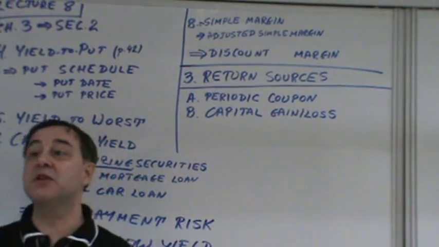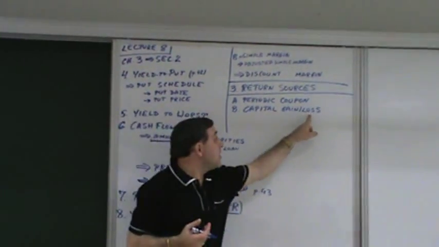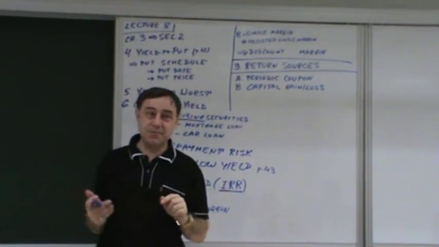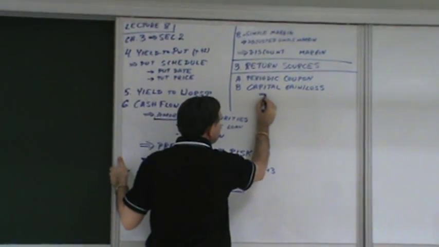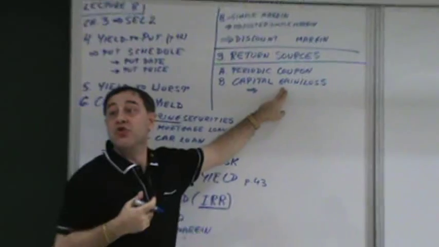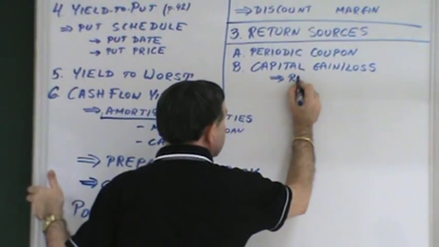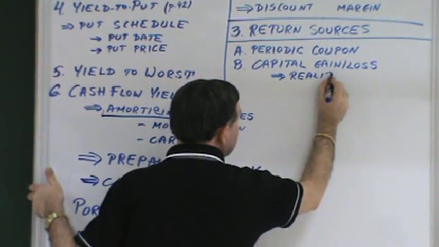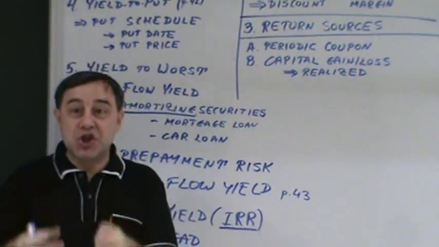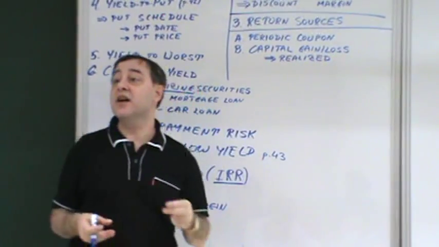Capital gain or capital loss. If the price went up, you get a capital gain. If the price went down, you got a capital loss. Here's the next piece. If you actually sold the bond and you actually realized it, it's called realized capital gain. Realized means you actually sold the bond and you actually got a gain or you actually got a loss.